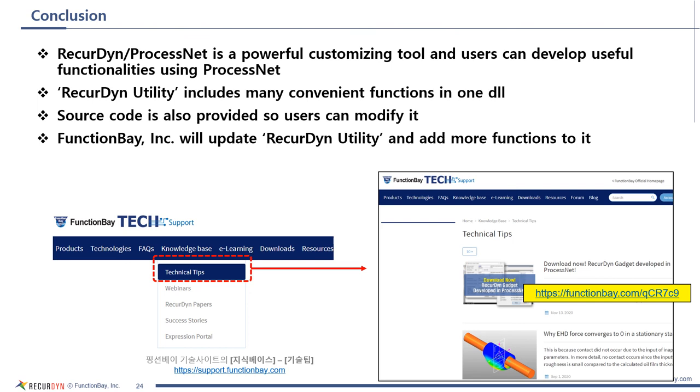RecurDyn ProcessNet is a very powerful customizing tool, allowing users to directly implement various and convenient functions. The function-based technical support team promised to continuously update the RecurDyn Utility, which has been introduced so far, and also to add new powerful functions and upgrade the version. Since the code of the RecurDyn Utility is publicly available, you can modify it as necessary. You can download RecurDyn Utility through the URL currently displayed on the screen.